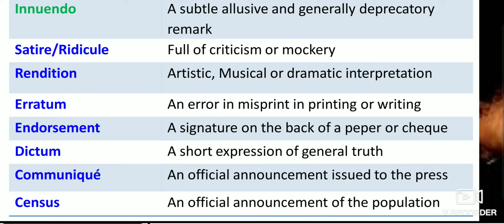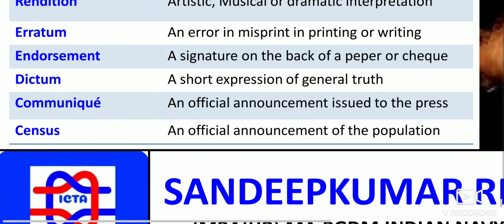Endorsement means a signature on the back of a paper or check. Whatever you have to sign behind the check, that is known as endorsement; you have to endorse it. Dictum means a short expression of general truth is known as dictum. Communique means an official statement or announcement issued to the press is known as communique. Census means an official count of the population. Every 10 years we have the census counting.